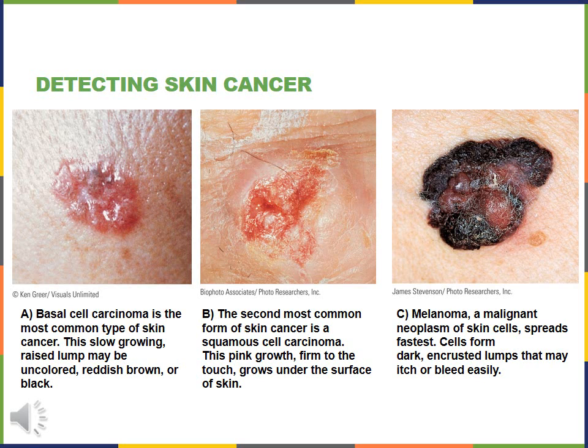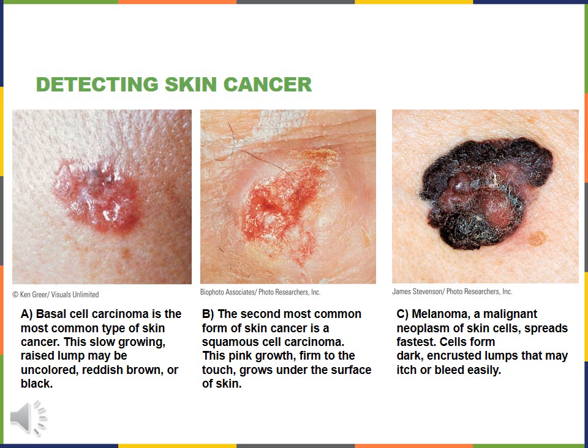Carcino means cancerous. Squamous cell means it's one layer thick. So instead of having four or five layers deep, this is the top layer, it's squamous cell. And they're usually flat types of cells. These are pinkish in form, they're firm to the touch, and they grow under the surface of the skin.